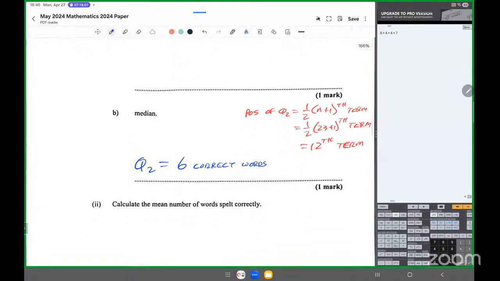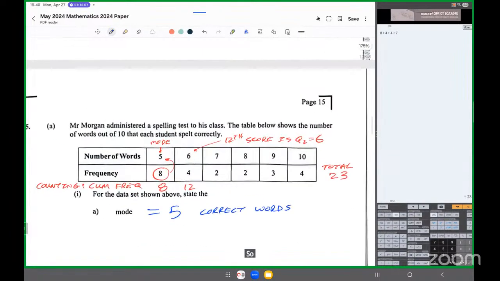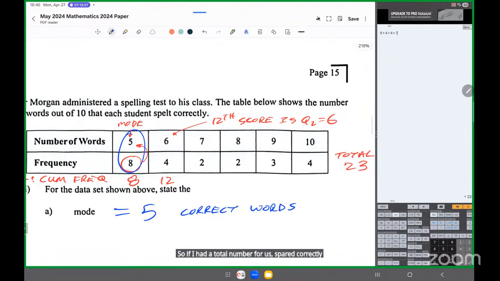All right. Next one. Calculate the mean number of words spelled correctly. So you want to know the total number of words spelled correctly divided by 23 students. To find the total number of words spelled correctly, you can multiply these values. If 8 students spell 5, that's 40. 4 students spell 6, that's 24. You understand that? So we can actually do it roughly here.